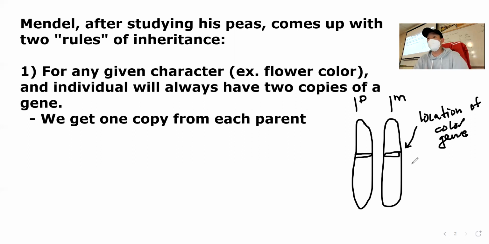Remember, chromosomes are the double helix, but it gets wrapped up and condensed into a long bar. So this is still DNA, right? And at this location on both chromosomes, that's where the color is stored. And what Mendel is saying is that whether you're a purple flower or a white flower, all these peas always have 2 copies of this color gene, 1 from each parent. And what differs between them is that there are 2 versions of a gene.